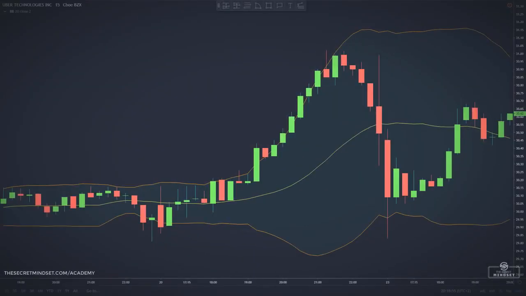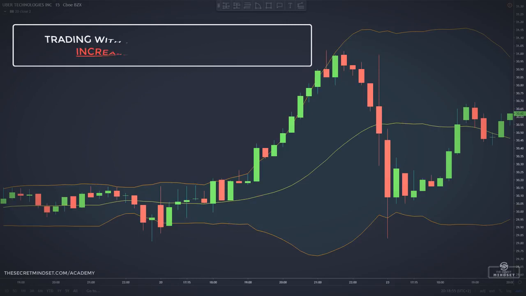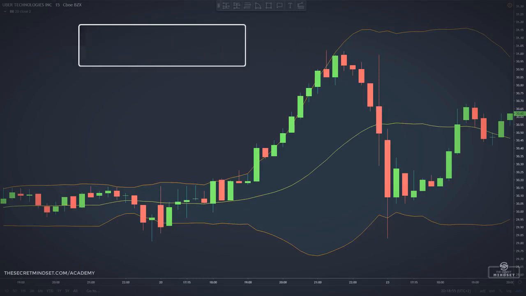Now, Bollinger Band squeeze is a trading strategy designed to find consolidation with decreasing volatility. In its purest form, this strategy is neutral and the breakout can be up or down. That's why you must employ other aspects of technical analysis to formulate a trading bias, to act before the breakout or confirm the breakout. And remember that trading with an established trend also increases your winning odds.